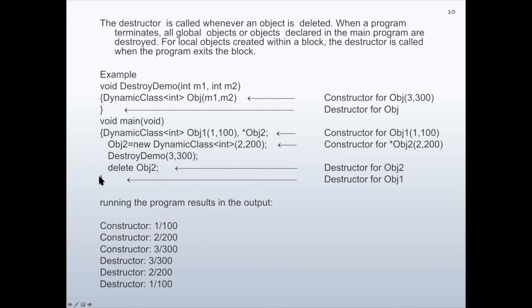And by the end of the main part, at this curly brace, whatever is declared inside the main program is deleted from memory. Here we have obj1, which is declared as a DynamicClass object. The destructor will be called for obj1 because the members are 1 and 100 here. We will see at the output destructor 1 100.